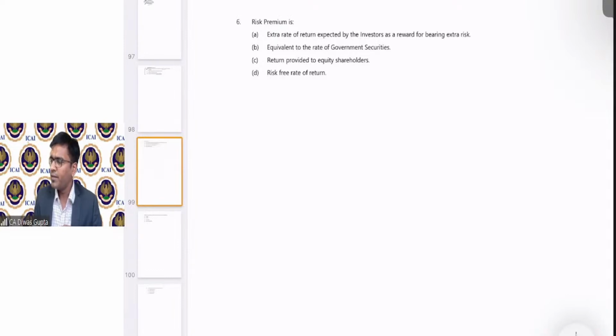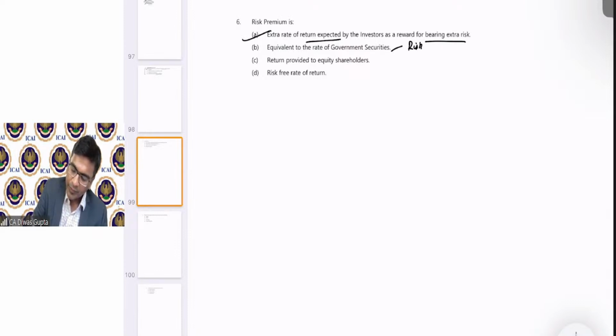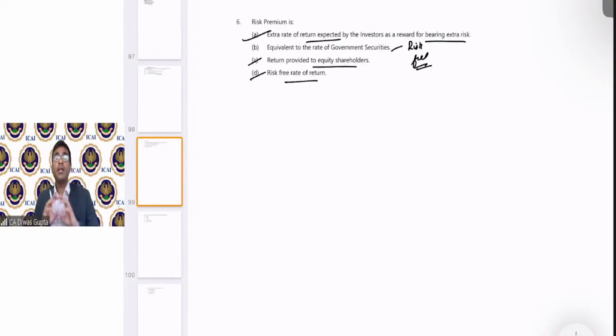Yes, I think Robin, Devansh, Suraj, Mansha, all of you have answered and it is correct only. So this is risk premium, the extra rate of return expected by the investor as a reward for bearing extra risk. Because generally government securities are also risk-free rate of return because there is no risk. While you invest with the government securities, there is no risk. Risk-free rate of return is already risk-free. It can't be. So return provided to equity shareholder is a combination of risk premium and risk-free rate of return.